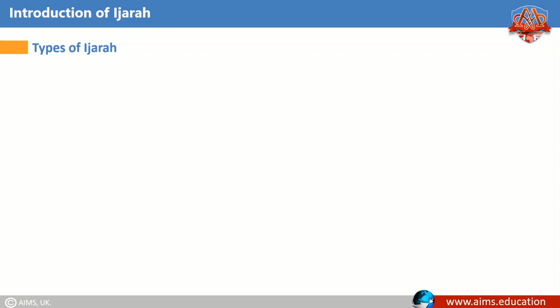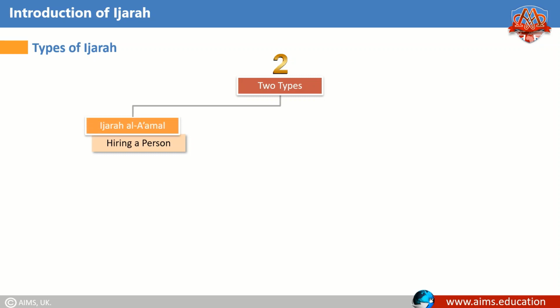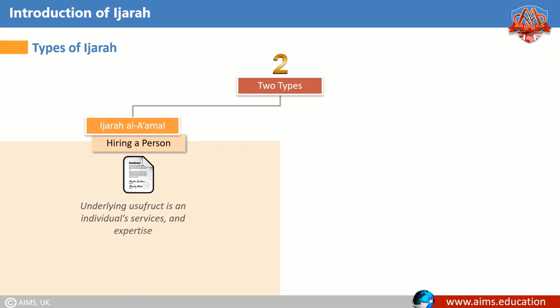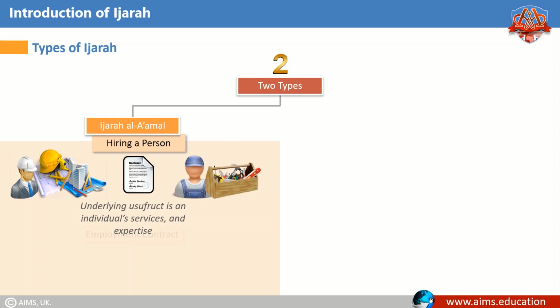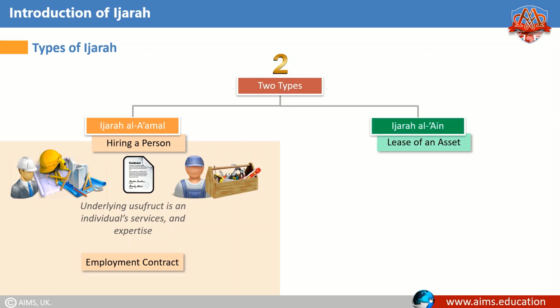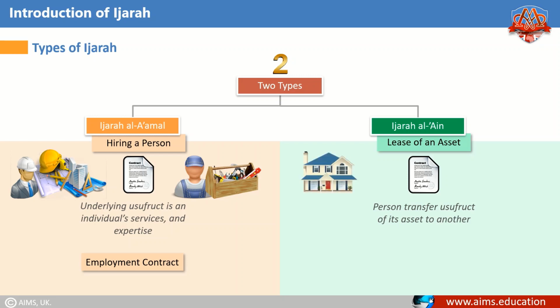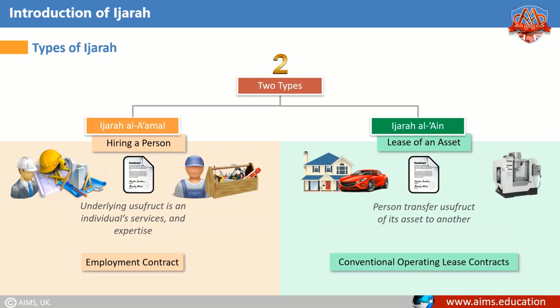Types of Ijarah. The subject matter giving usufruct can be divided into two types: hiring a person or Ijara al-Amal, a contract in which the underlying usufruct is an individual's services and expertise, for example, services of an engineer or carpenter. It is essentially equivalent to an employment contract. And lease of an asset or Ijara al-Ain, a contract in which a person transfers usufruct of its asset to another in exchange of agreed rental. For example, house, machinery, or vehicle. It is somehow equivalent to conventional operating lease contracts.